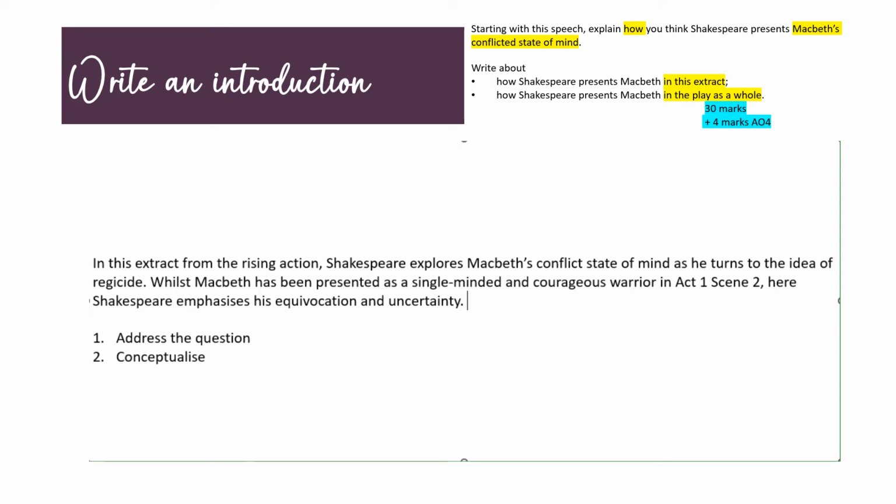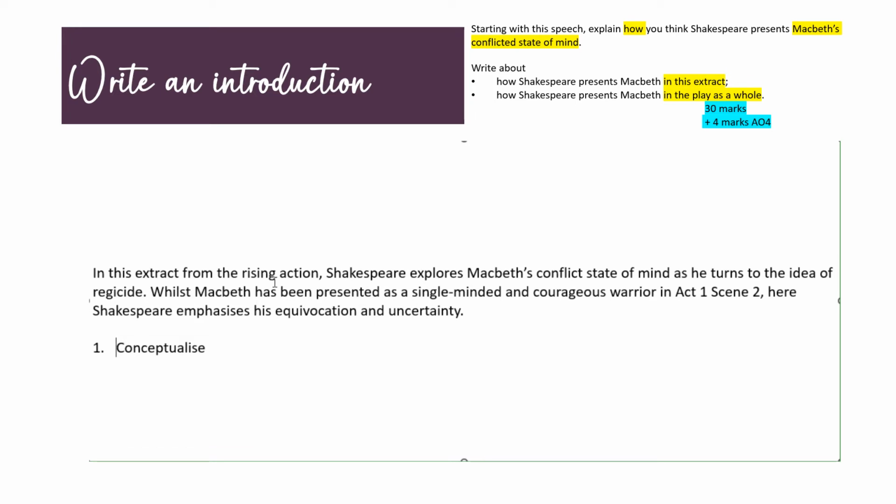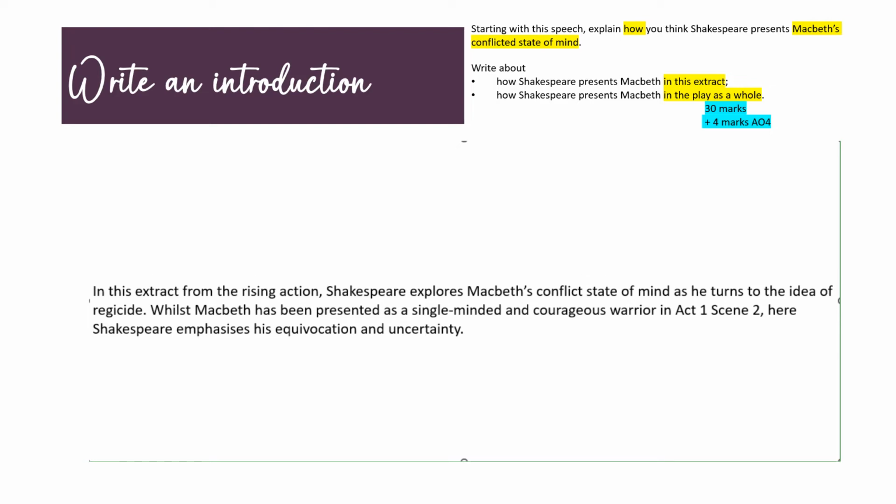So what I've done here is I've indicated a wider knowledge of the play. It's quite helpful to drop in little references to the whole text early on in your essay, just in case you run out of time in the exam. So I've demonstrated that knowledge of the whole play. I've demonstrated an understanding that Macbeth's character is going to change from being single-minded to being conflicted to equivocating to being uncertain. So I've addressed the question, and now I'm going to conceptualise, so look at a big idea.